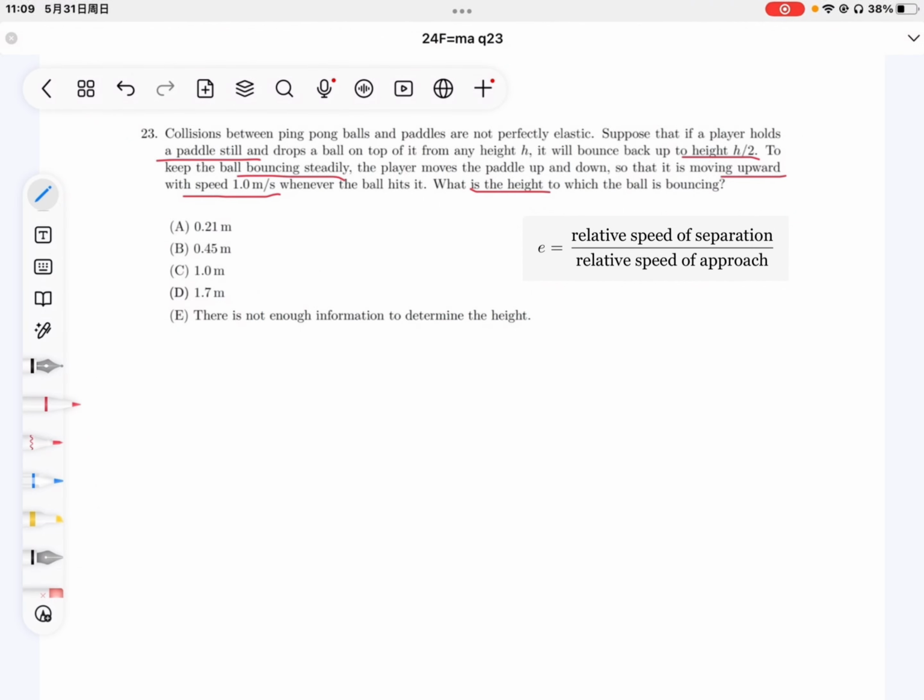So let's solve for the coefficient of restitution first. When a ball is dropped from height h, its speed before the collision is simply √(2gh). After the collision, the ball rises to the height of h/2, so the speed becomes √(2gh/2). The 2 and 2 can be cancelled out, which leaves us with √(gh).